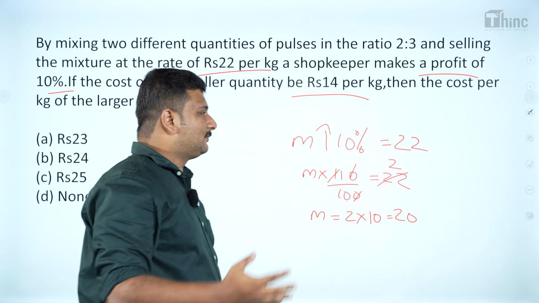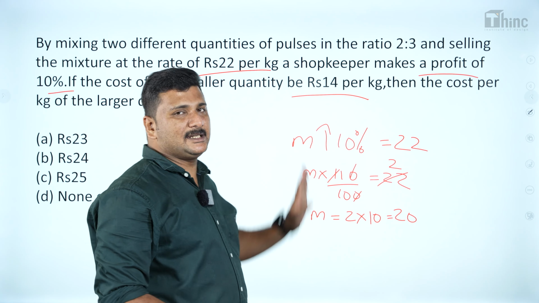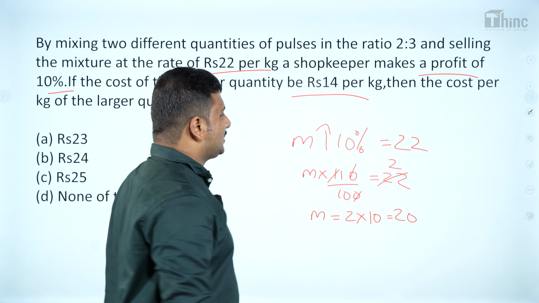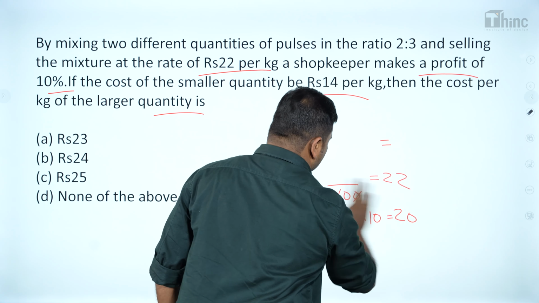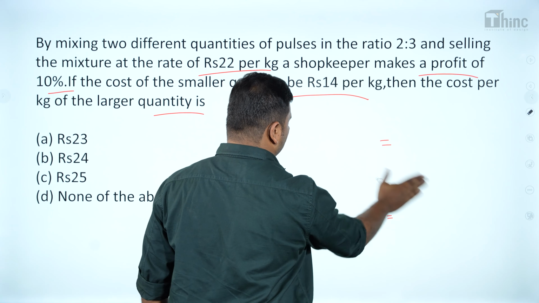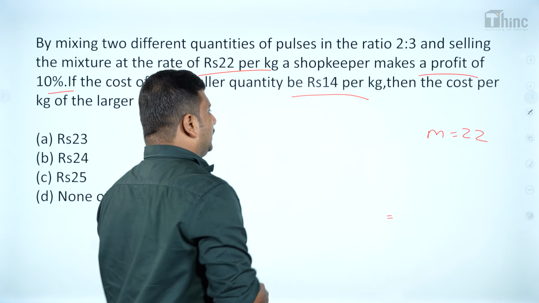So I believe you understood what I did. There is a profit of 10% by selling it at 22. So actual mixture price increased by 10% is 22. So the mixture price is 20. So we got the mixture price. So I'm keeping the mixture price aside. So we got the actual mixture price as 20. So M is nothing but 20. Now moving back.